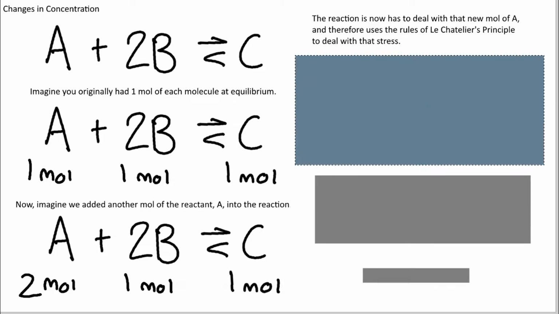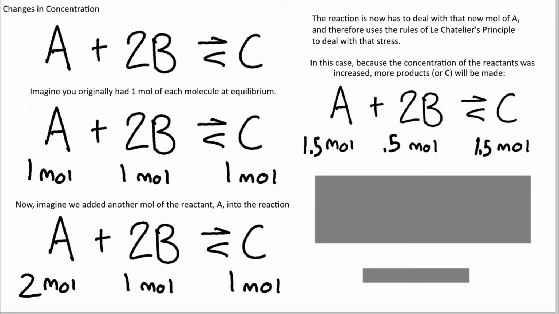In this case, because the reaction was already at equilibrium when everything was at 1 mole, adding another mole places stress on the reaction that wasn't intended to occur. The reaction therefore needs to compensate for that extra mole in order to bring the reaction back to equilibrium, because now it's out of whack, and we're going to discuss why that happens specifically a bit later. So because the concentration of the reactants was increased, more products, or C in this case, will be made.